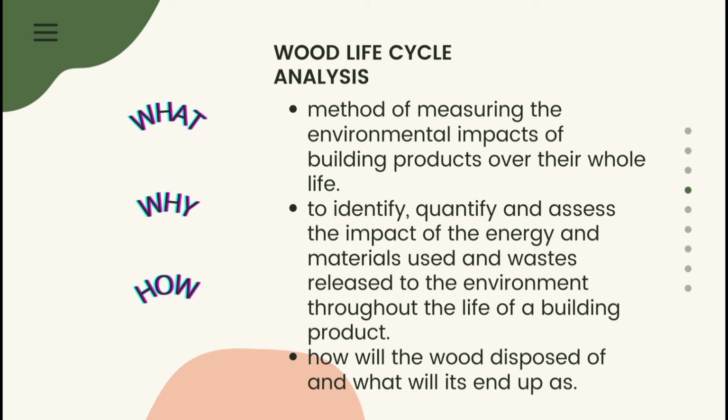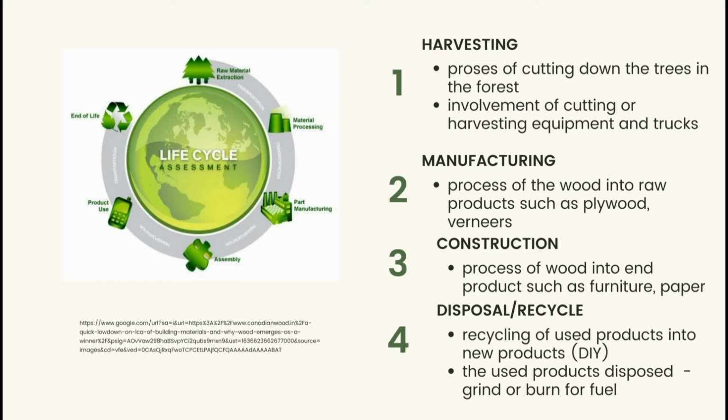And how will the wood be disposed of and what will it end up as? There are four steps of wood life cycle analysis. First, harvesting. Harvesting is a process of cutting down the trees in the forest. It involves cutting and harvesting equipment and trucks. Second, manufacturing. Manufacturing is a process of turning the wood into raw products such as plywood and veneers.